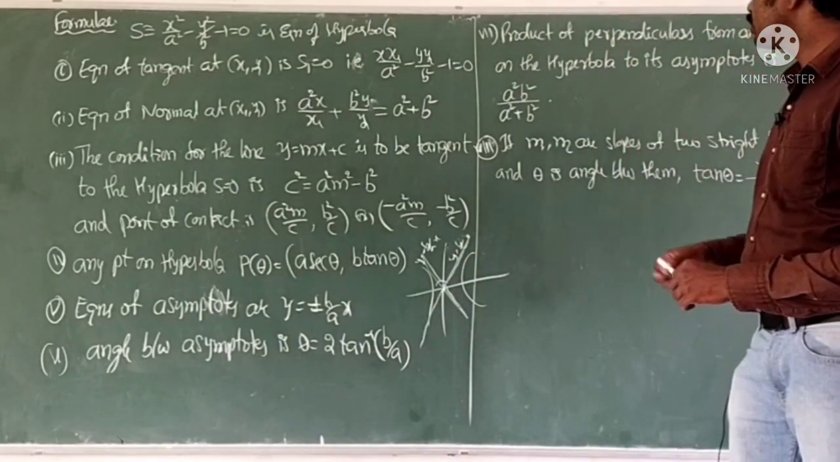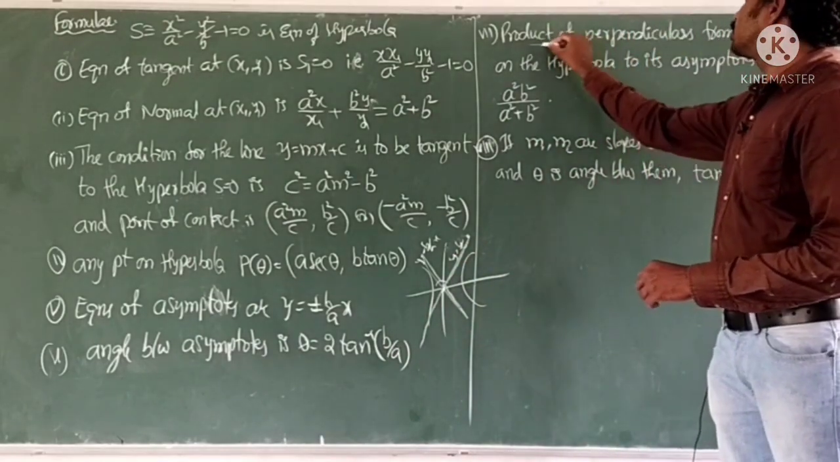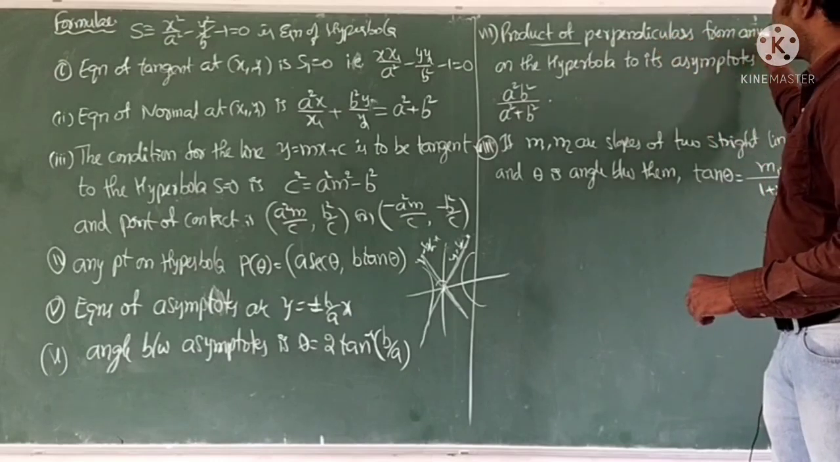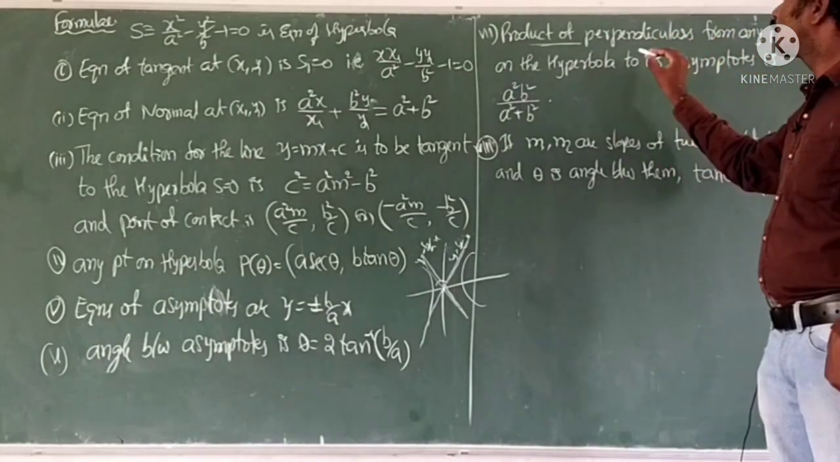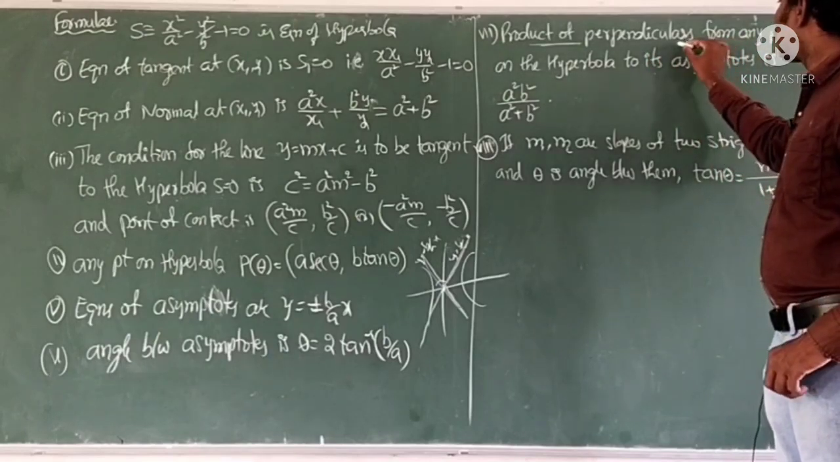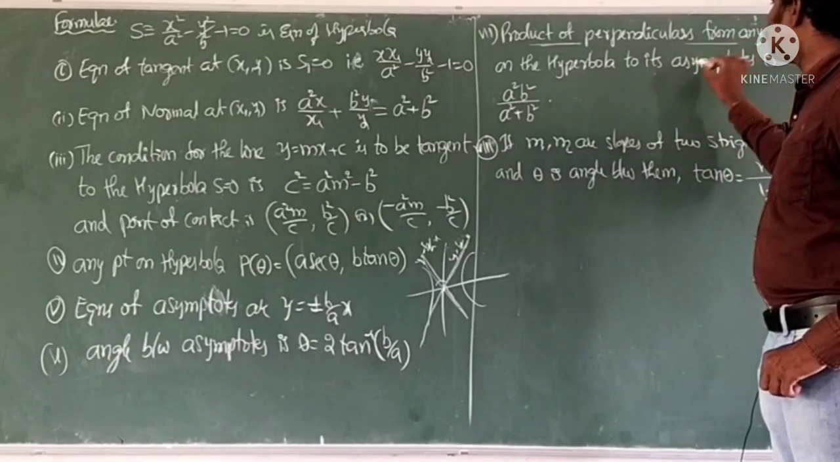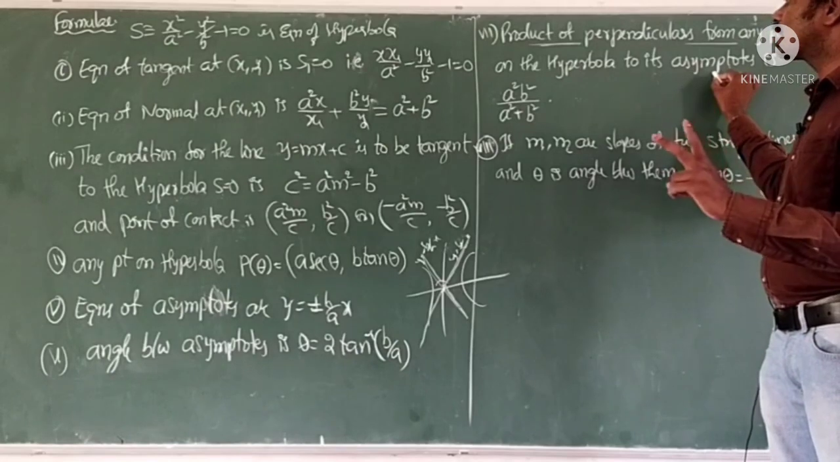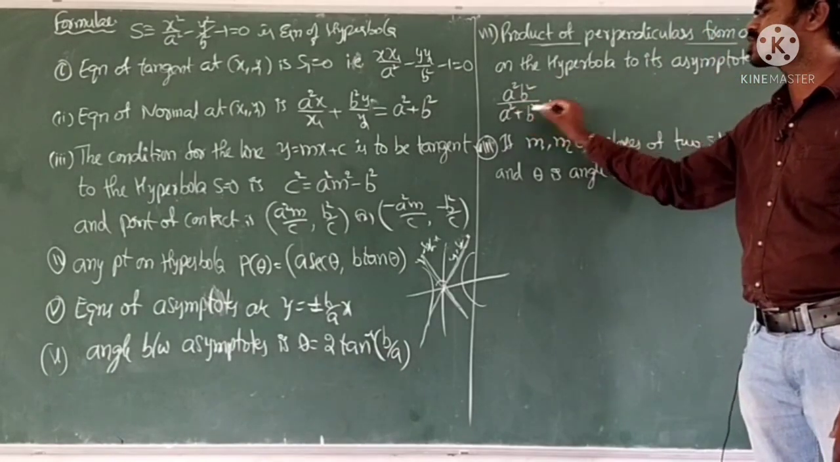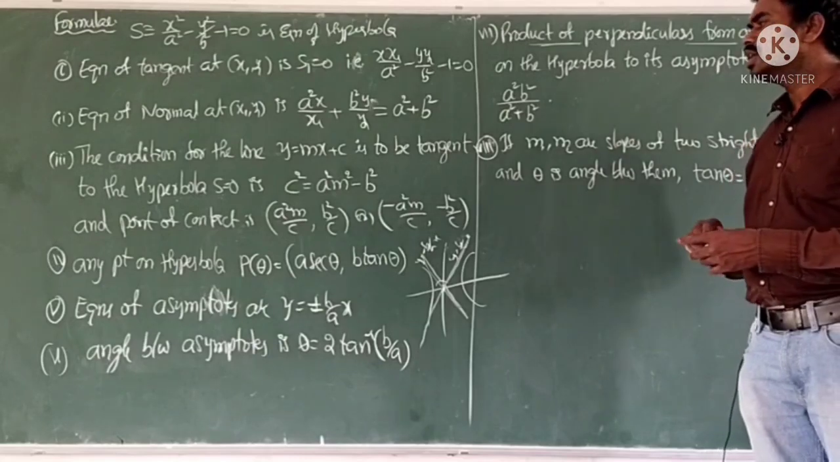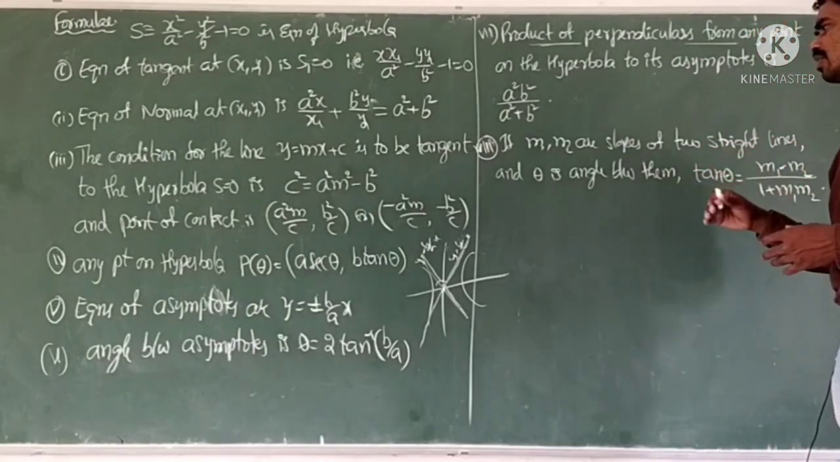And the product of perpendiculars from any point on the hyperbola to its asymptotes. Okay, the perpendiculars from a point to the asymptotes, so two perpendiculars, two lengths we can get. The product of those two is a square b square by a square plus b square. This is one formula.